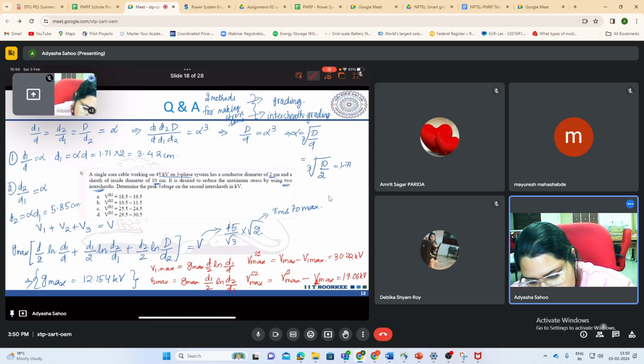Here V1 max will come as 6.52 kV, and V2 max is something around 11.156 kV.